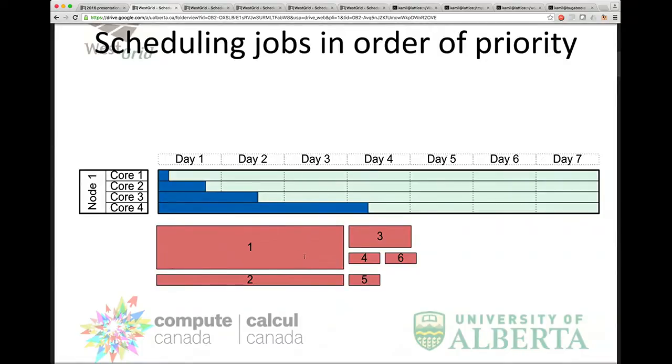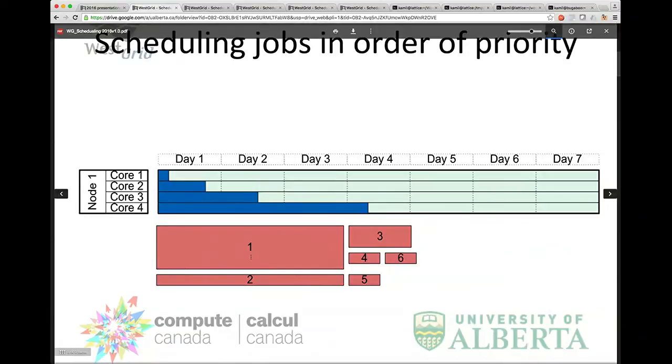And let's schedule the jobs in order of priority. In this case, job number 1, we set to have the highest priority. Job number 2 has the second highest, and so on, with job number 6 being the lowest priority. Now, we'll talk about priority later, how it's determined, and so on, but we'll just assume this priority right now and see how the system works.